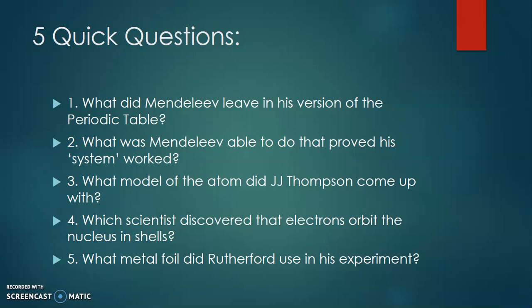Number 3, what model of the atom did J.J. Thomson come up with? J.J. Thomson came up with the plum pudding model of the atom, where the atom was a positive structure with random negative charges spread through it.